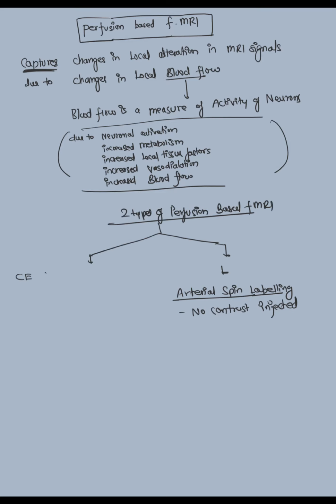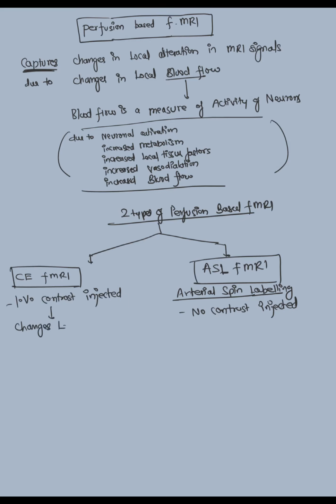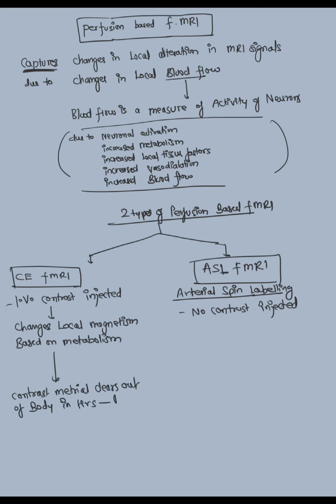So there are two types of perfusion based MRI. One, as we have already read, is the ASL fMRI, arterial spin labeling MRI, and second is the contrast enhanced fMRI, in which we use the IV contrast injection. So IV contrast injection changes the local magnetism based on the metabolism of that area, and that contrast material clears out of the body in hours to days. So this injected IV contrast will change the local magnetism that will be captured, but this material clears out from the body in hours to days.